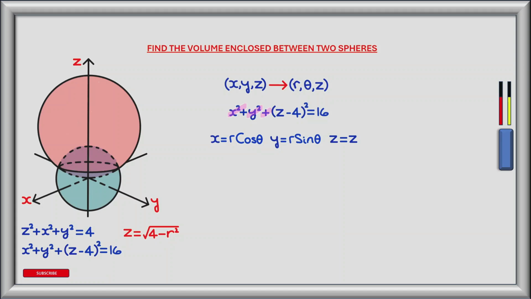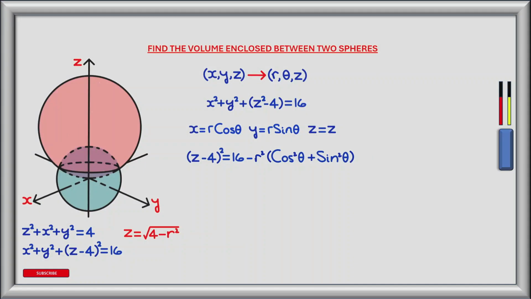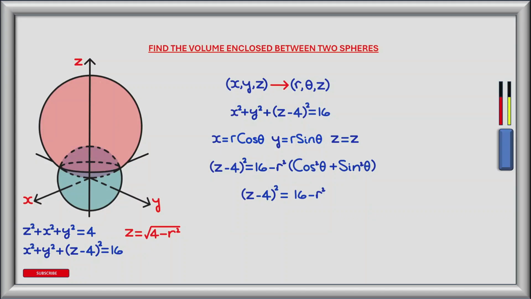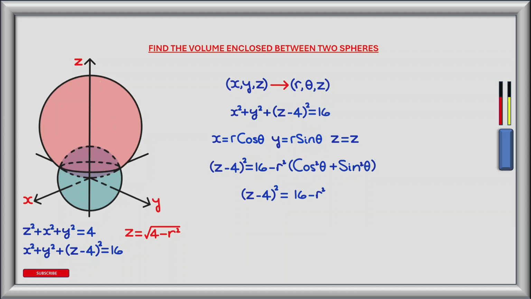We now need to repeat this process for the red sphere, whose Cartesian equation is x squared plus y squared plus (z minus 4) all squared is equal to 16. After making the substitution, we arrive at (z minus 4) all squared is equal to 16 minus r squared times the bracket of cos squared theta plus sin squared theta. And using the trig identity where cos squared theta plus sin squared theta is equal to 1, we have (z minus 4) all squared is equal to 16 minus r squared.